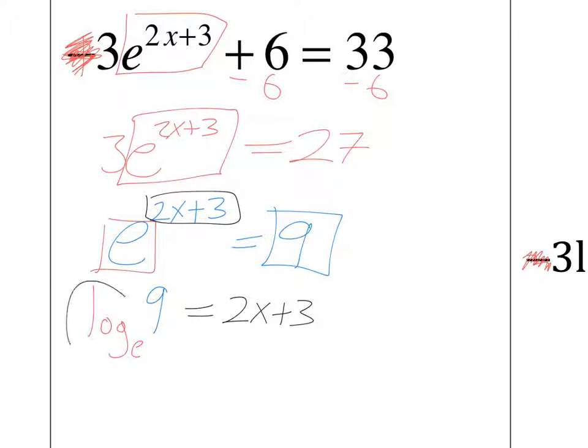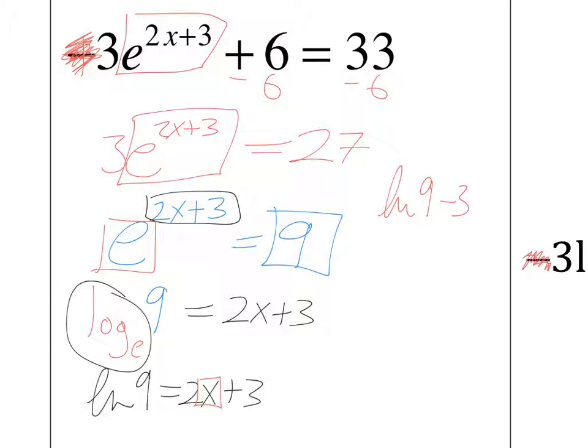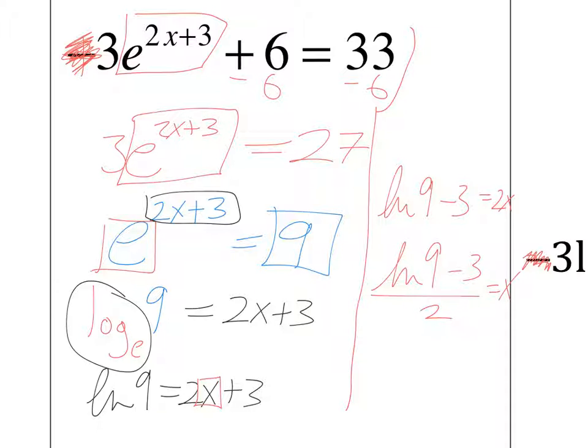I'd like to remind you log base e could also be written as ln. So I could write this as ln of 9 is equal to 2x plus 3. To get the x by itself, we've got to subtract 3 and then divide by 2. So I'd write this as ln of 9 minus 3 is equal to 2x, and then ln of 9 minus 3 over 2 is equal to x. This also has a decimal equivalent that you could use, but you can keep it like this if you'd like. Writing it in terms of log base e instead of ln would also be okay.